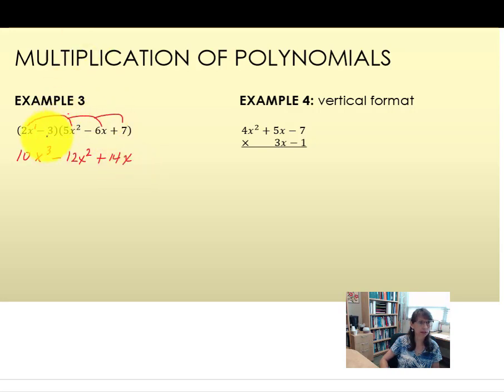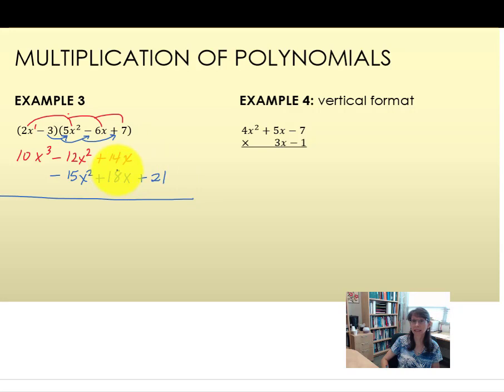Then I'm distributing -3. So -3 times 5x squared would be -15x squared. So I'm going to write that below my other x squared terms to collect my like terms. -3 times -6x would be +18x. So see how that lines up with the other x. And finally, -3 times 7 is -21, which needs a column of its own.